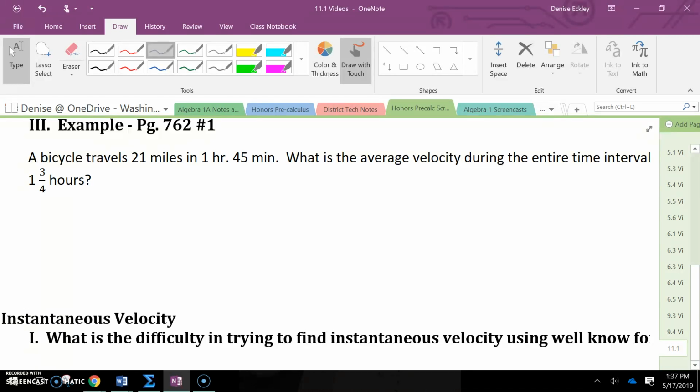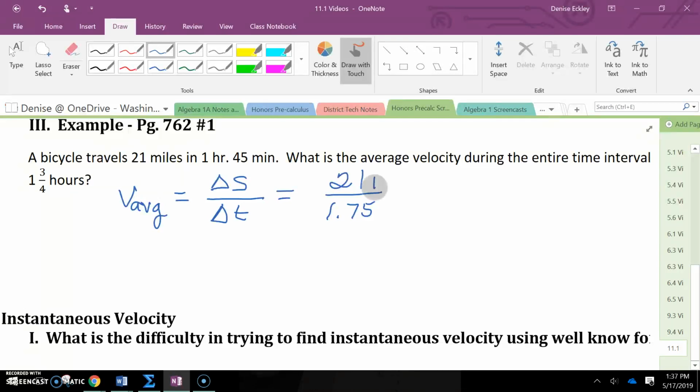So what we're looking at here is the idea that the average velocity is the change in the distance from where we started to the change in time. So in this case, we changed our distance by 21 miles and over a time interval of 1.75 hours. And when we simplify this, we get that our average velocity is 12 miles per hour.